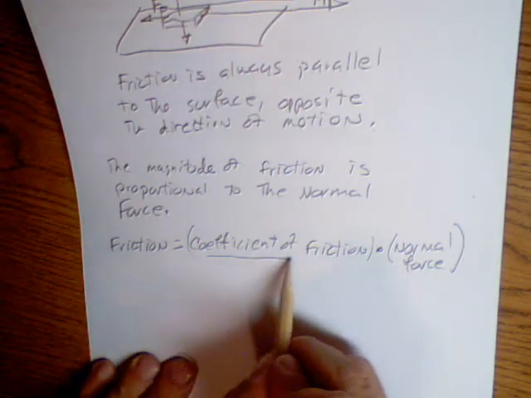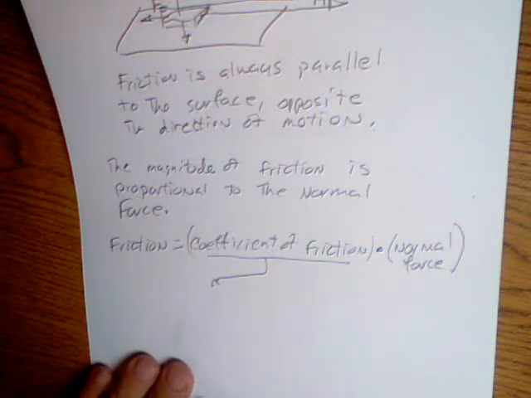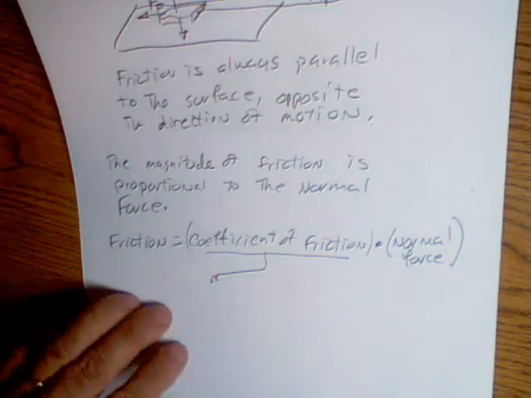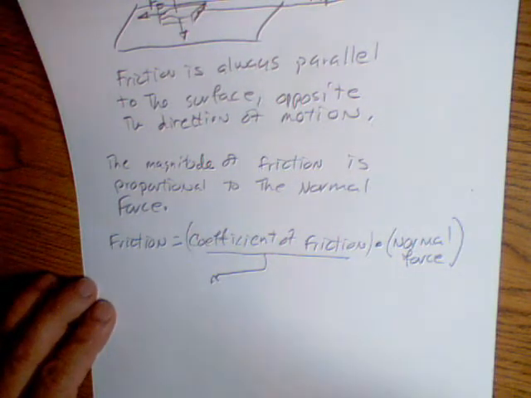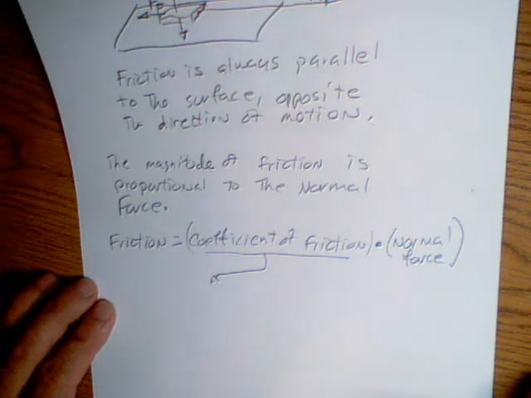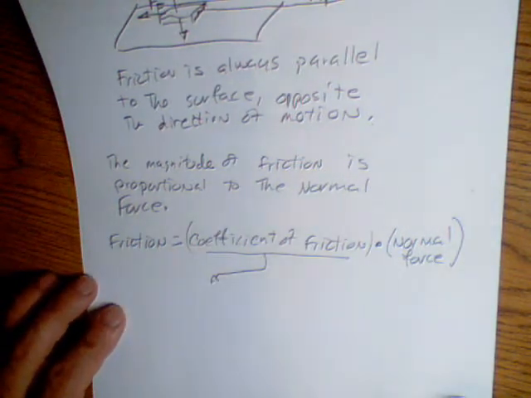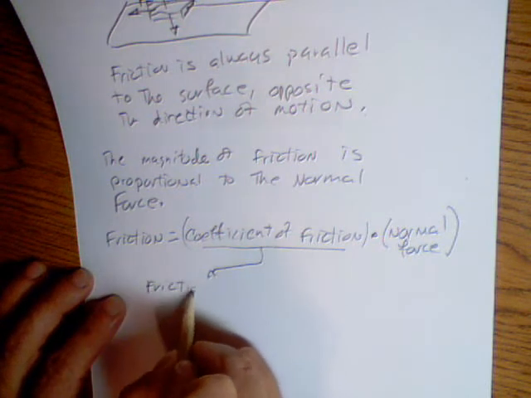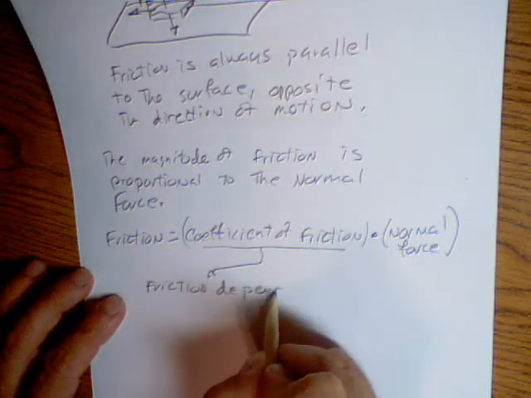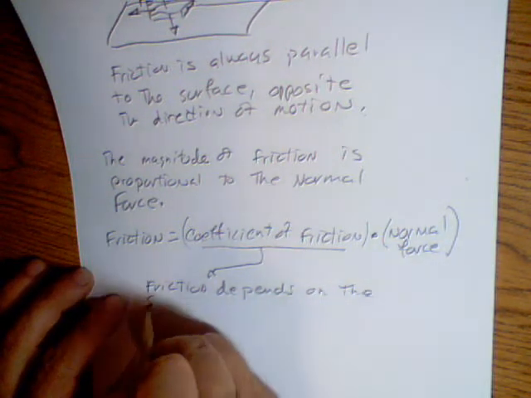As you can imagine, friction depends on the surfaces sliding past each other. Not all surfaces have the exact same amount of friction. That's why we purchase shoes that have more friction than others, or we have rubber tires. Not every surface has the exact same amount of friction. So friction depends on the surface.